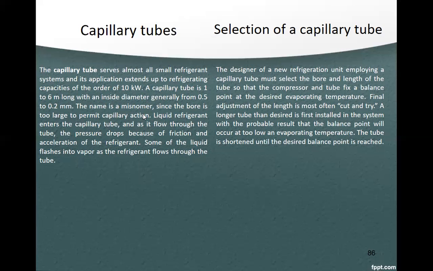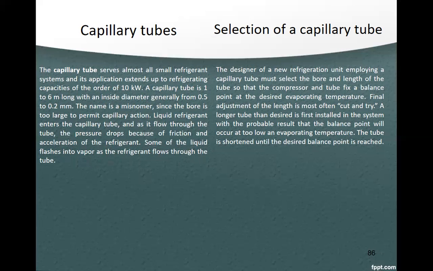So yan, sinabi niya. Liquid refrigerant enters the capillary tube and as it flows through the tube, the pressure drops because of friction and acceleration of the refrigerant. Some of the liquid flashes into vapor as the refrigerant flows through the tube.